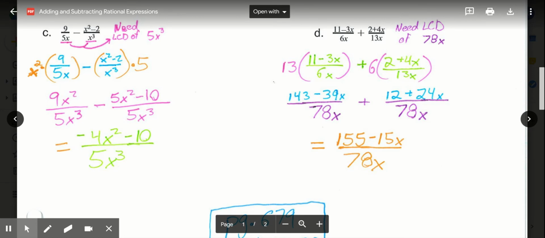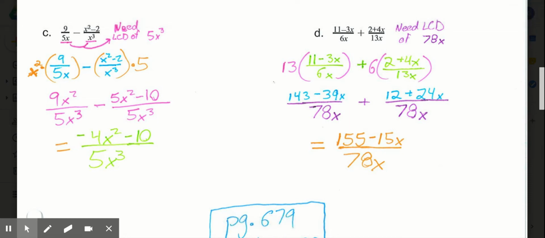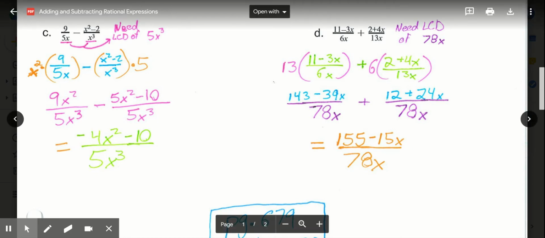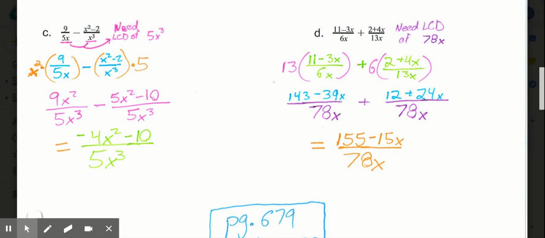So then we end up with 143 minus 39x over 78x plus 12 plus 24x over 78x. Combine our numerators, and we end up with 155 minus 15x over 78x.